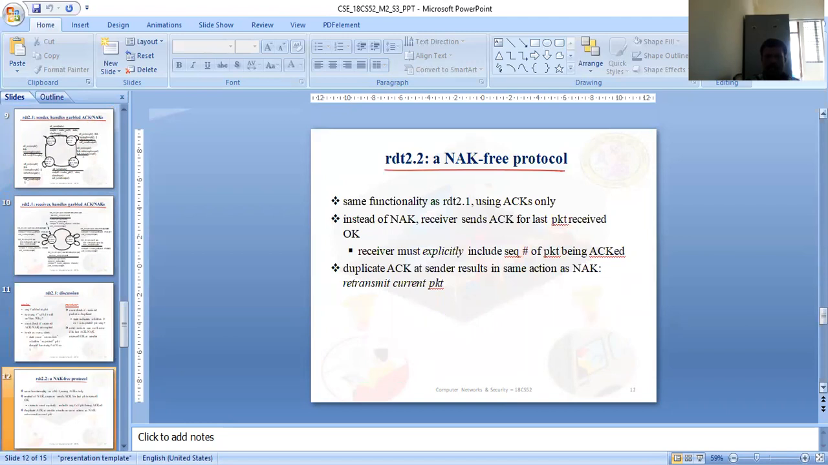In 2.2, it is a negative acknowledgement free protocol with the same functionality as 2.1. Normally there is a sequence number, as a continuation of the stop and wait protocol. The sequence number is added with the positive and negative acknowledgements. Using acknowledgements only, instead of a negative acknowledgement, the receiver sends an acknowledgement for the last packet. The receiver must explicitly include the sequence number being acknowledged. A duplicate acknowledgement at the sender results in the same action as a negative acknowledgement and retransmits the current packet.